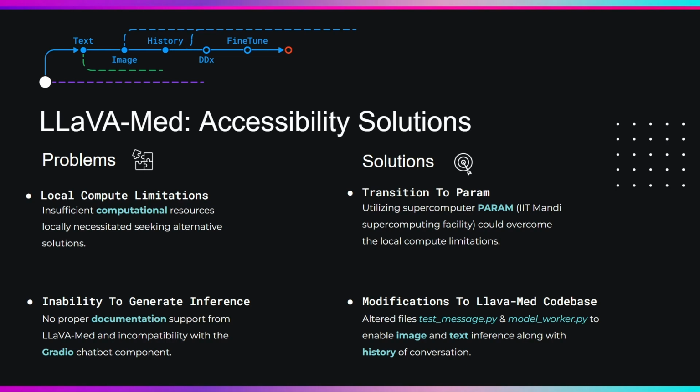So what was the solution to the problems that we faced? First of all, we transitioned to Param, the supercomputing facility at IIT Mandi, to overcome the local compute limitations. Then we made modifications to the LavaMed codebase, where we altered two files mainly, the test message.py and the model worker.py, to enable CLI inference mode. And we also implemented history.